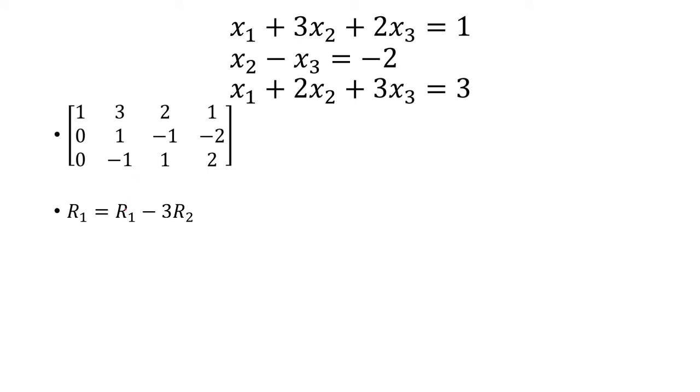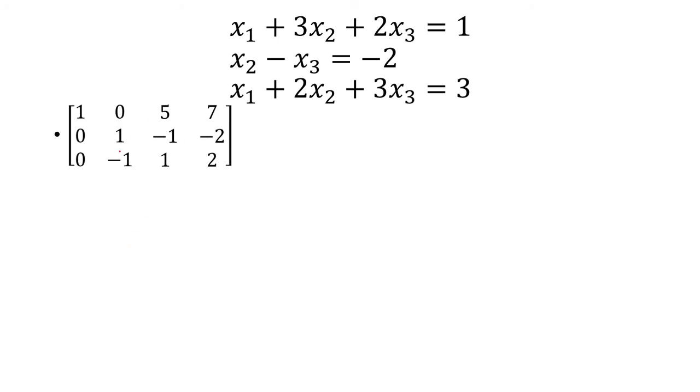Now I'm going to take the first row and subtract 3 times the second row from it. The idea behind that is to make this 0. So row 1 minus 3 times 0 is 1. Then 3 minus 3 times 1 is 0. That's why this is 0. Then 2 minus 3 times negative 1, that's 2 plus 3, which is 5. And then 1 minus 3 times negative 2, that's 1 plus 6, and that's 7. The second and third rows are left the same.